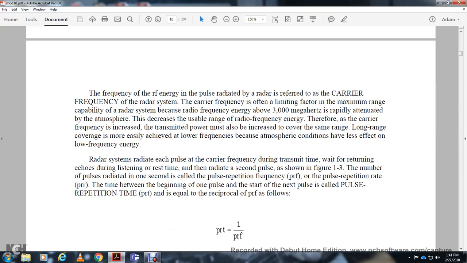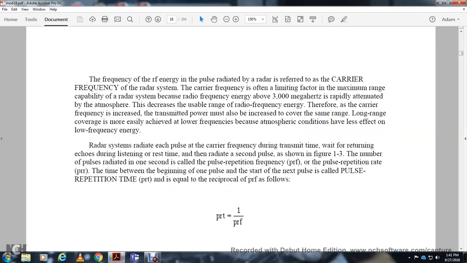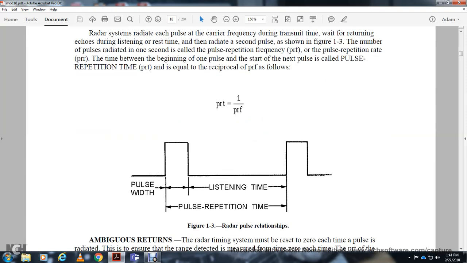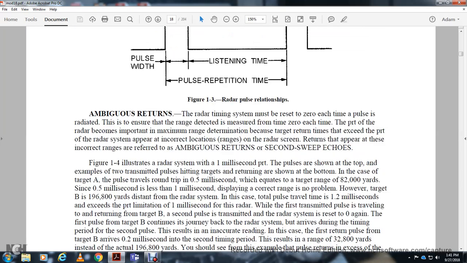Radar systems radiate a pulse of the carrier frequency during the transmit time, then wait for the return echo during the listening time for the rest of the second, as shown in figure 1-3. The number of pulses radiated in 1 second is called the pulse repetition frequency, or pulse repetition rate. The time between one pulse and the next is called the pulse repetition time, and is equal to the reciprocal of the pulse repetition frequency. The pulse repetition time equals 1 over the pulse repetition frequency. The pulse width, the listening time, and the pulse repetition time make up the radar pulse relationships.